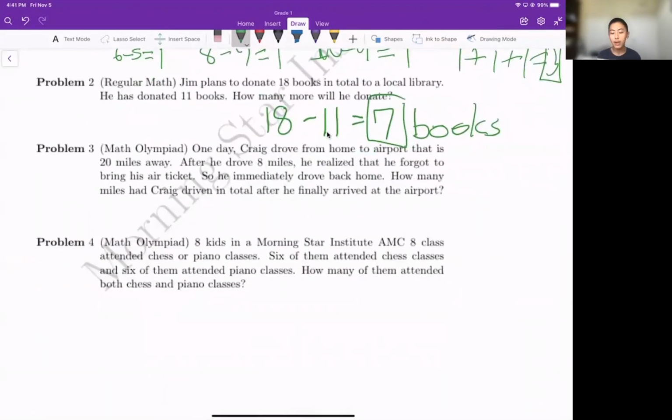For problem 3, it says, one day, Craig drove from home to the airport that is 20 miles away. After he drove 8 miles, he realized that he forgot to bring his air ticket. So he immediately drove back home. How many miles has Craig driven in total after he finally arrived at the airport?